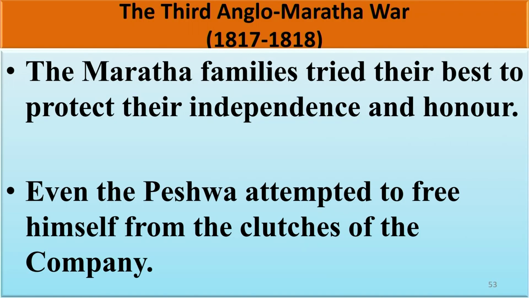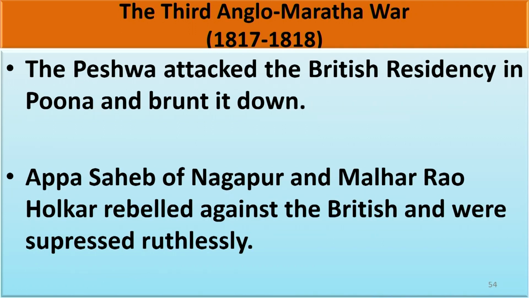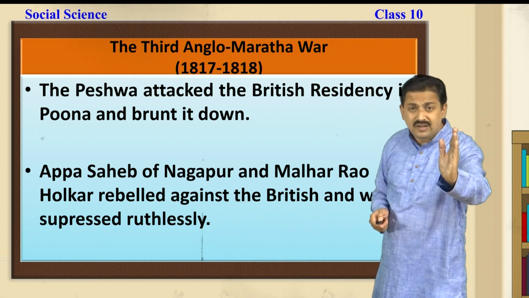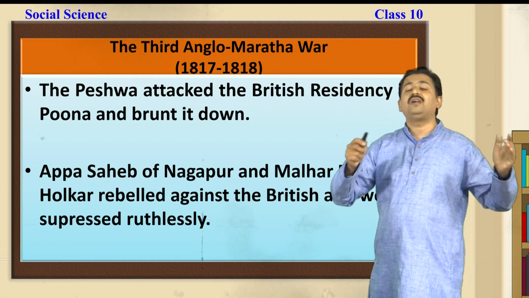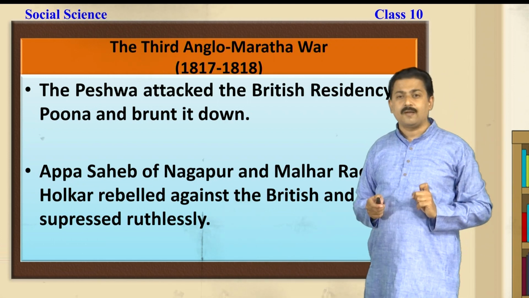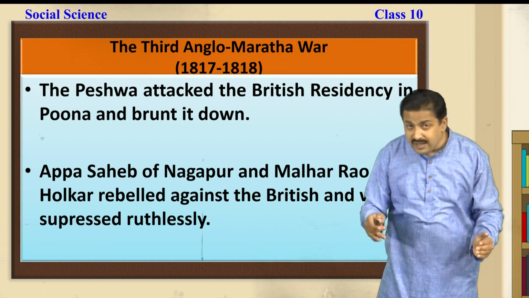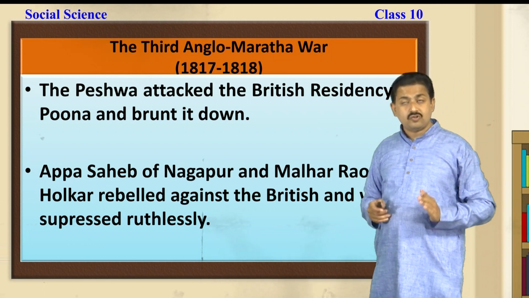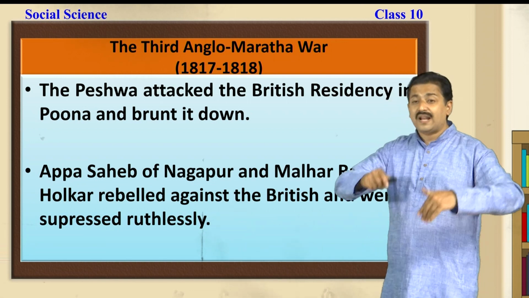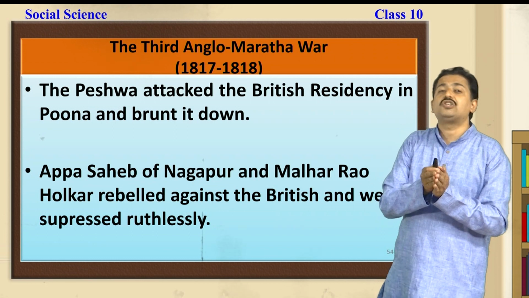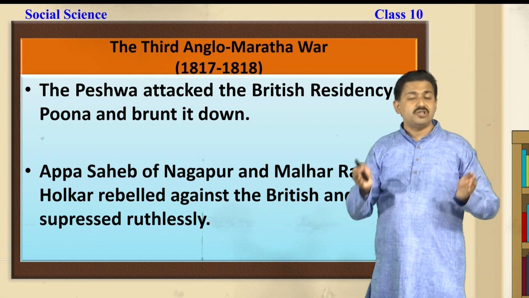Even the Peshwa attempted to free himself from the clutches of the Company. Therefore, what did he do? In the year 1817, he attacked the British residency at Pune and burnt it down. That is the beginning of the Third Anglo-Maratha War. Even subordinates like Appa Saheb of Nagpur and also Malhar Rao Holkar rebelled against the British and joined hands with the Peshwa of Pune, that is Bajirao II.